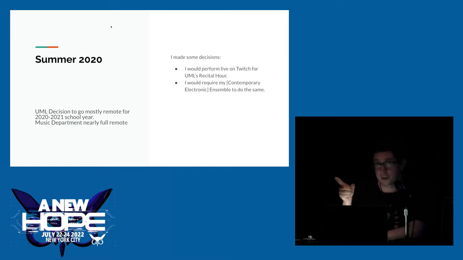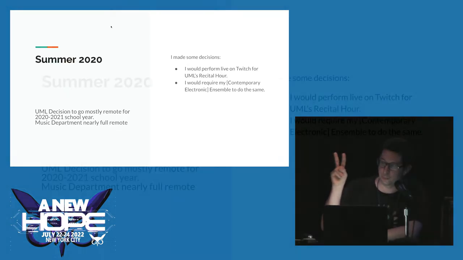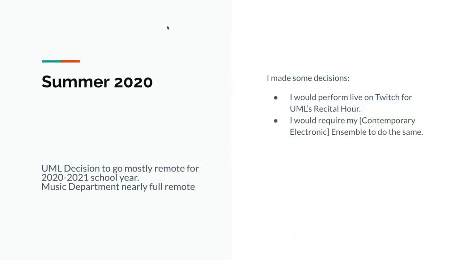But over the course of the summer, they told us we were going to go full remote. They decided this kind of early, so we had time to prepare for it. And so I made two big decisions about the following year. I decided, one, I was going to perform a live concert on Twitch for the students in a thing that we have called Recital Hour. Most of the concerts were planned on Zoom, and they were pre-recorded videos and things like that, or pre-recorded audio. I wanted to do something in real time. So that was my first decision.